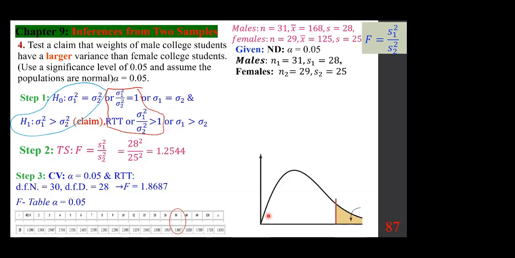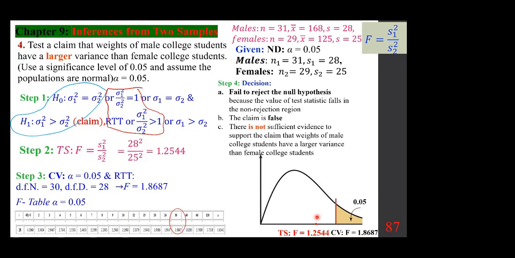Now we do the drawing. We put the numbers where they belong. This area is 0.05. This critical value is 1.8687. Now look at the test statistic and put it in. Where does it go? Somewhere in the non-rejection region here. Therefore, fail to reject the null hypothesis. The claim becomes false. There is not sufficient evidence to support the claim that the weights of male college students have a larger variance than female college students.